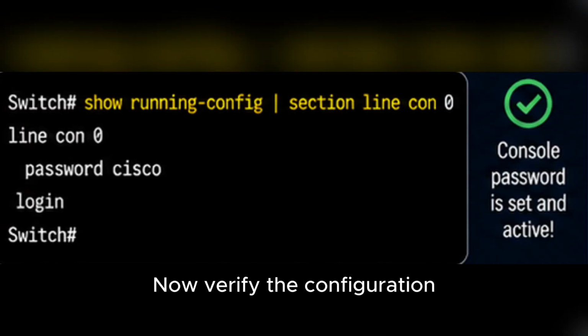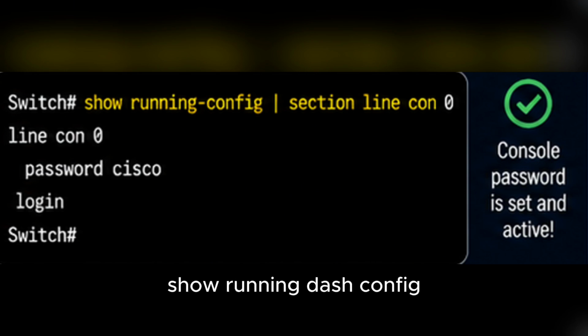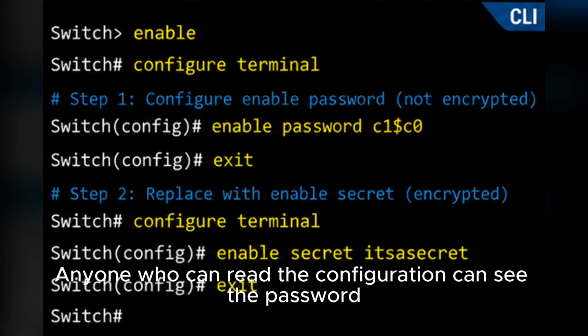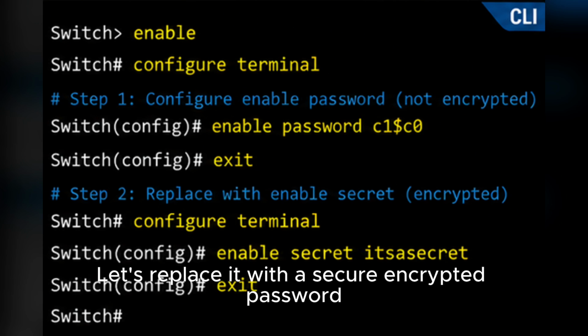Now verify the configuration: show running-config. You'll notice the enable password appears in plain text. Anyone who can read the configuration can see the password. Let's replace it with a secure encrypted password.